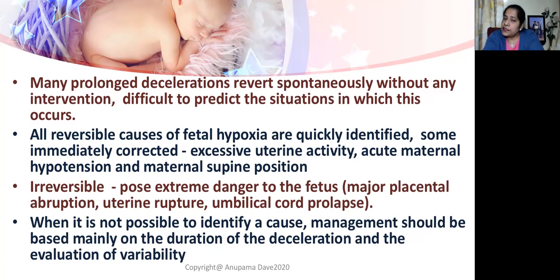However, some irreversible causes may pose extreme danger to the fetus, like major placental abruption, a rupture, or umbilical cord prolapse. So, immediate delivery in those situations should be done. When it is not possible to identify a cause, management should be based mainly on the duration of deceleration and evaluation of variability.